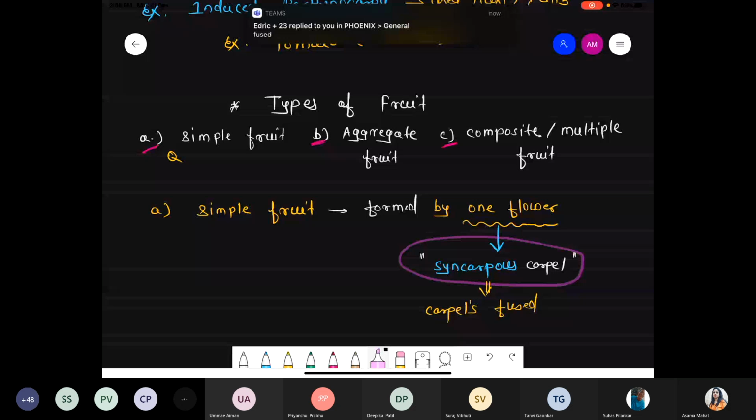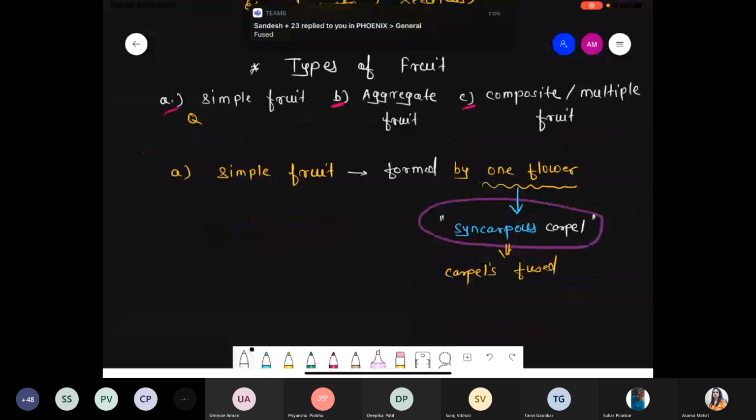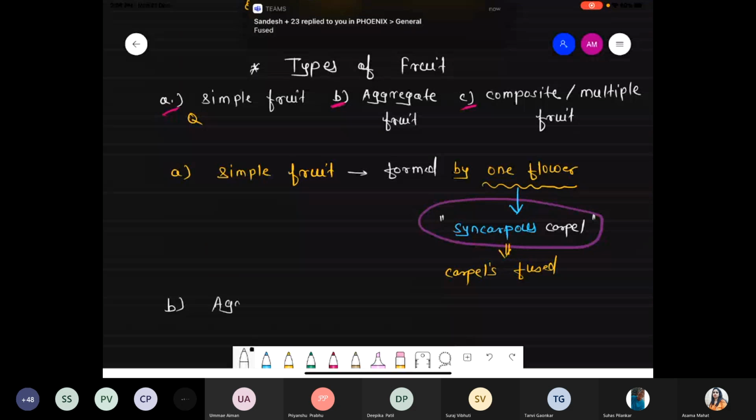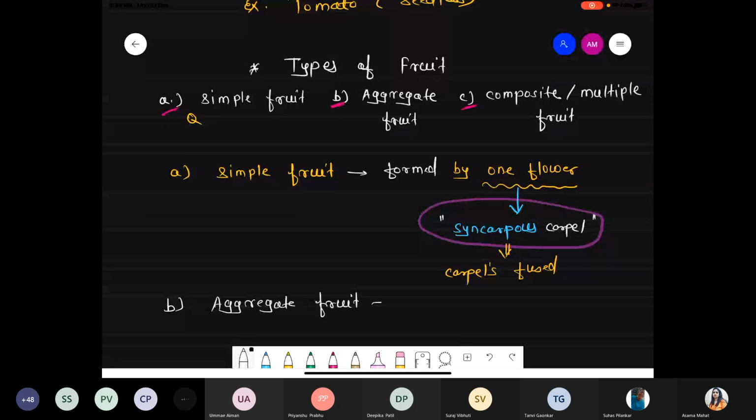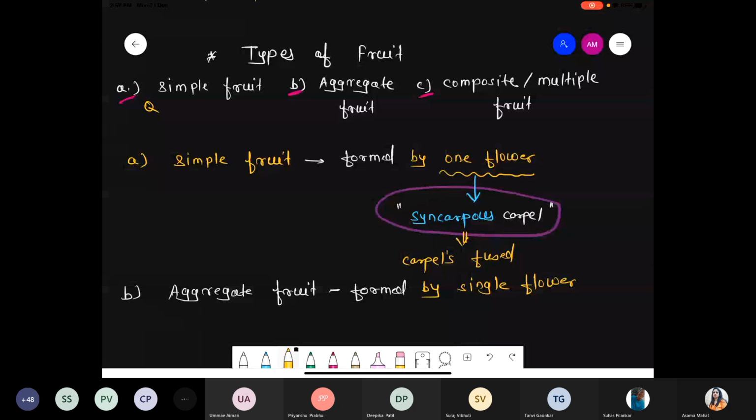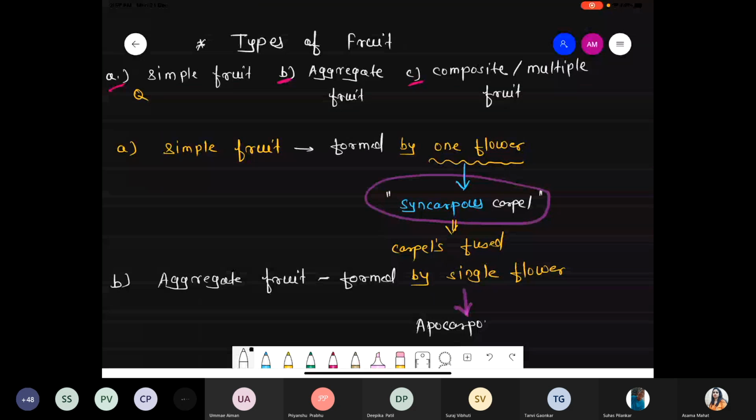Okay. Another point we are talking about is the aggregate fruit. In case of the aggregate fruit, again this fruit is formed by a single flower. यहाँ पे भी one flower involved है. But now what happened? This flower is showing apocarpous condition. Apocarpous carpel is present.